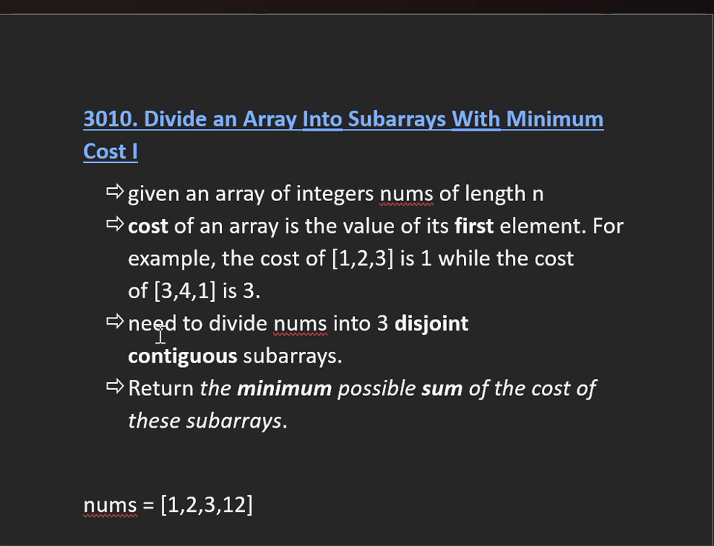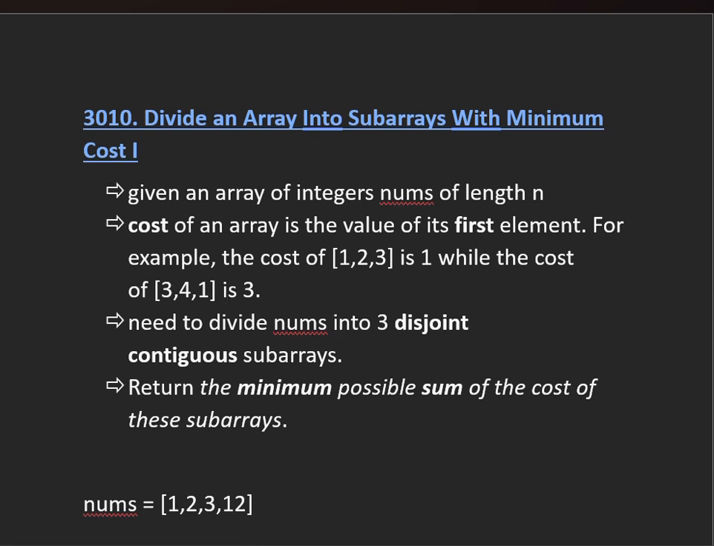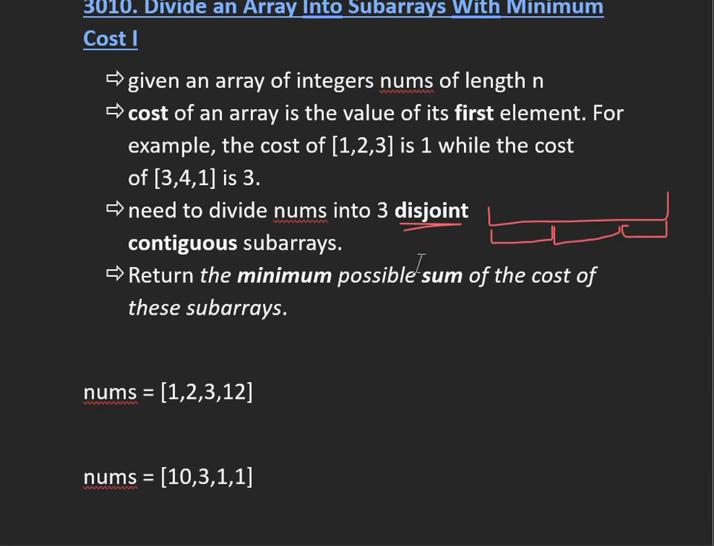What we have to do is divide nums into three disjoint continuous subarrays. What does that mean? Suppose this is our whole array, we have to divide it into three parts such that they do not intersect with each other. Like this, we divide it into three parts, and none of these parts should intersect, that means disjoint. At the end we have to return the minimum possible sum of the cost of these subarrays.